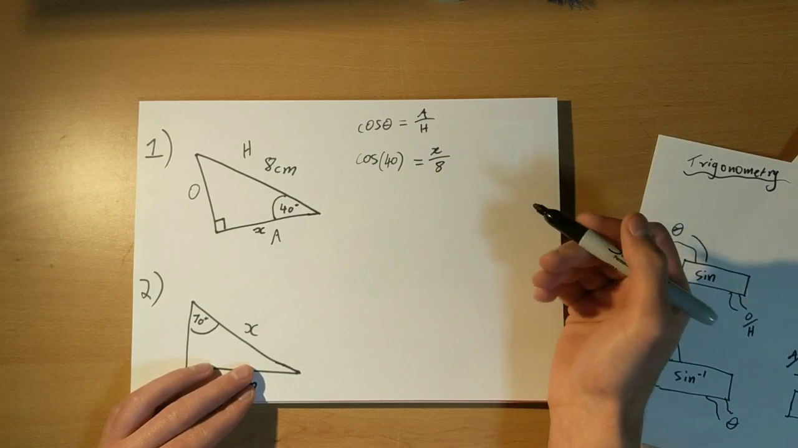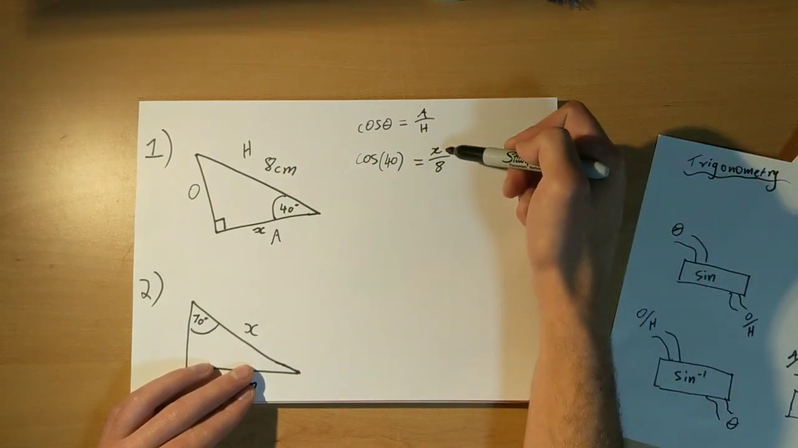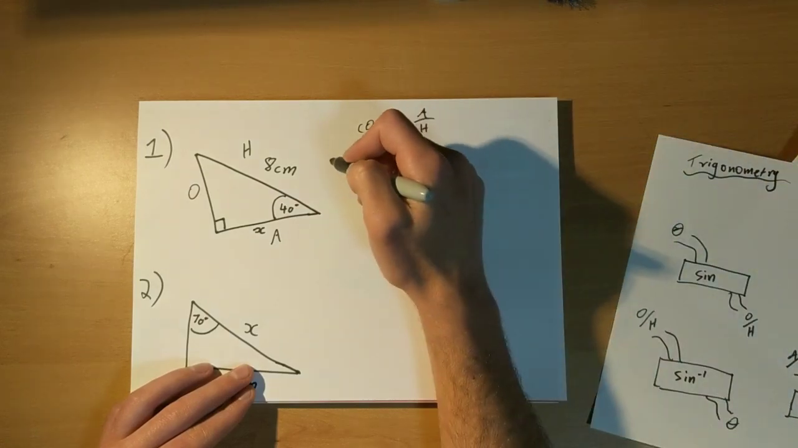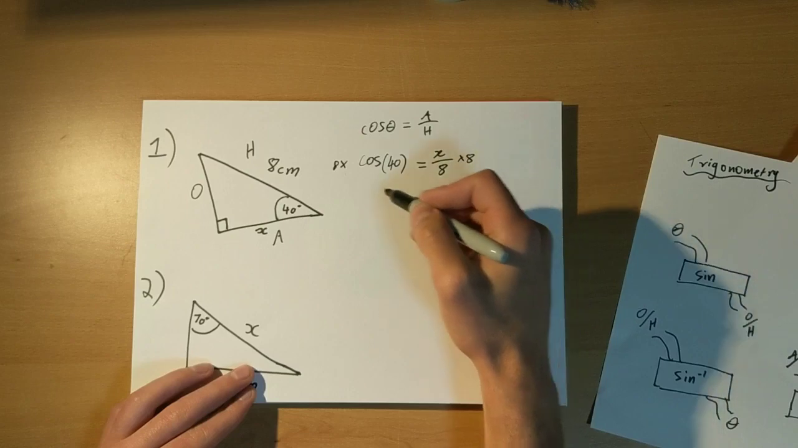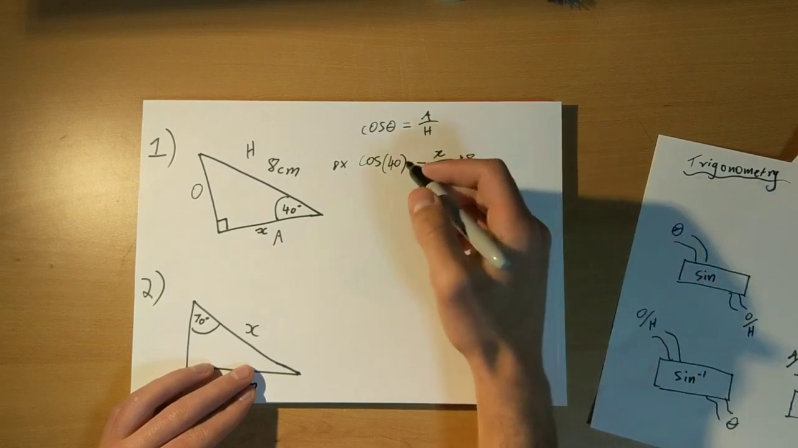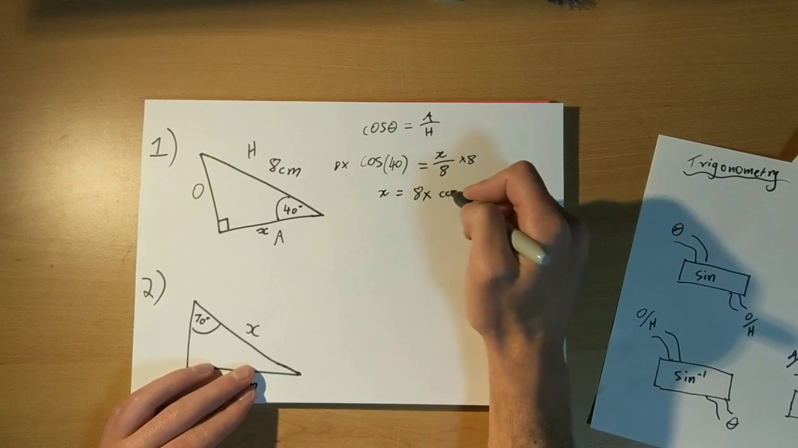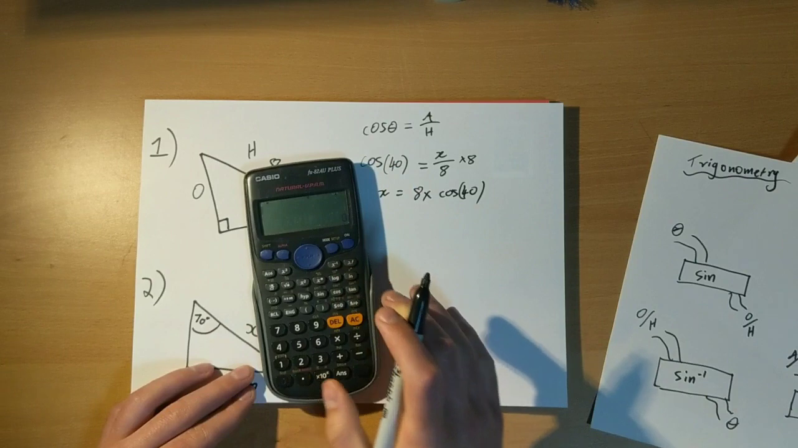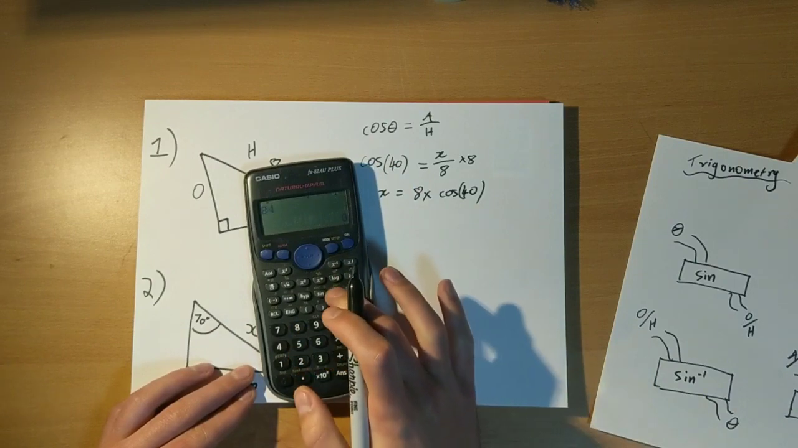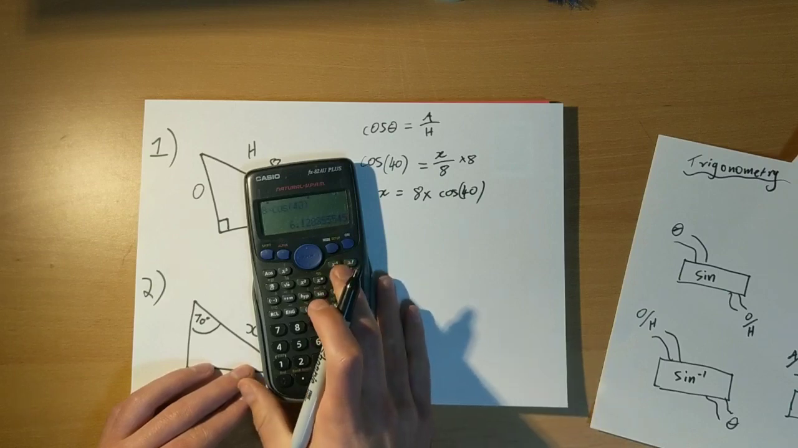So I can rearrange this equation the way I would any other linear equation, where I've got an x I want to isolate. I'm going to multiply both sides by 8 to move the 8 over to the other side. So those 8s are going to cancel, and I'm going to get that x equals 8 times the cosine of 40. And when I put that into my calculator, 8 times cos 40, I get 6.13.